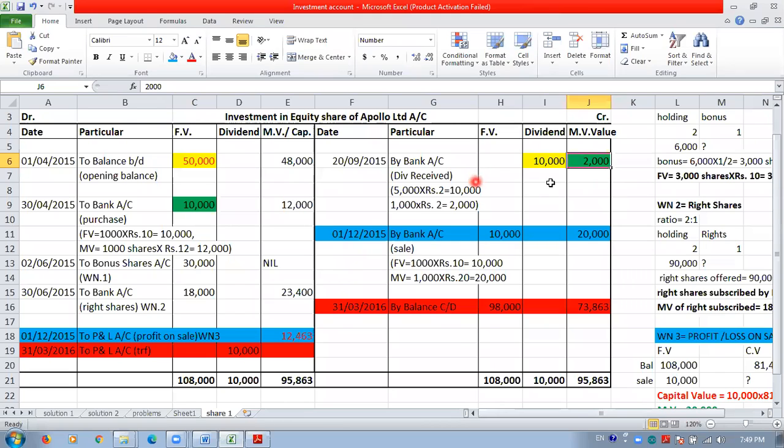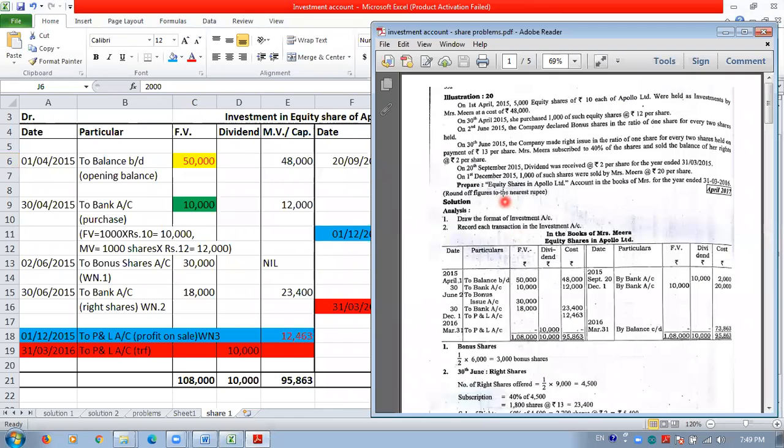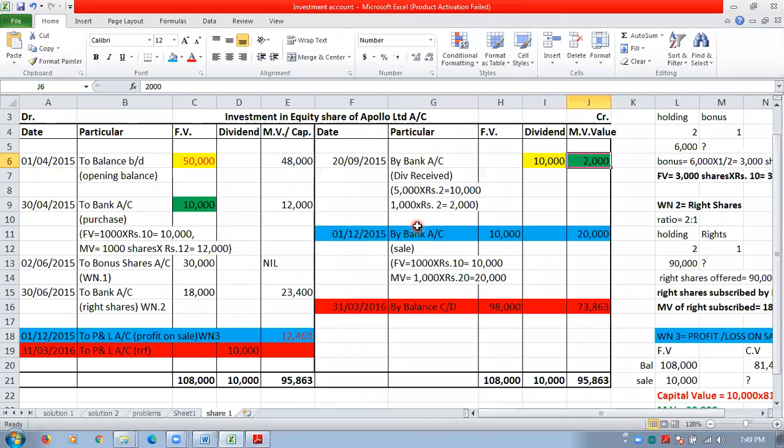So all the time you have to do this in this way only. Okay, so next one: on 1st December 2015, 1,000 such shares were sold by Mrs. Meera at rupees 20 per share. So 1,000 shares are sold on 1st December for rupees 20. This is a selling transaction.